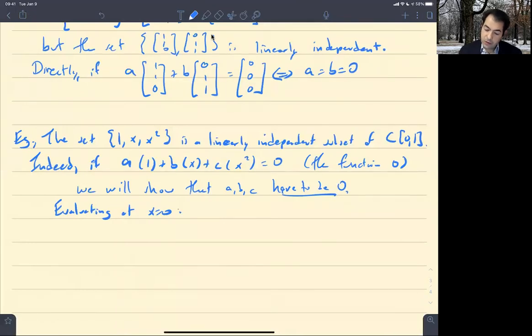If you evaluate at x equal to 0, then b times x is equal to 0 and c times x squared is equal to 0. So we just end up with a equal to 0. So that tells us a is equal to 0. What we could do is differentiate and then evaluate at x equal to 0.